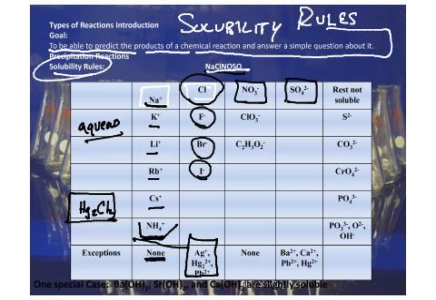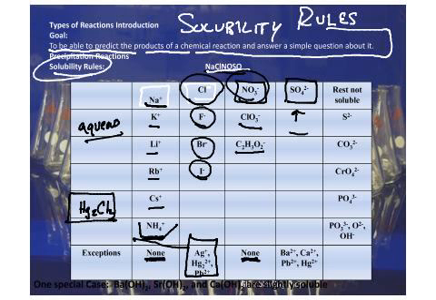Next, we're going to move on to the NOs, and the NOs are nitrates. All nitrates are always soluble. If you ever see nitrate, there are no exceptions to its solubility. They are all very soluble. That also includes chlorate and acetate. If you see an acetate or a chlorate, it will always be soluble, no exceptions. And lastly, we get the SOs, and that, of course, stands for the sulfates.